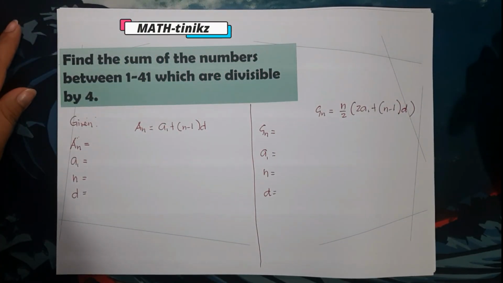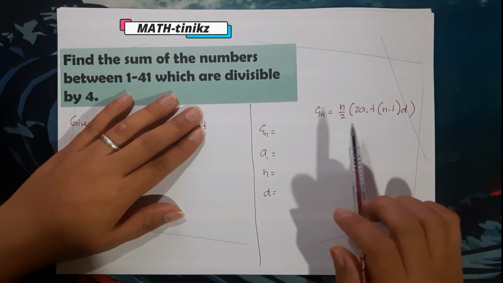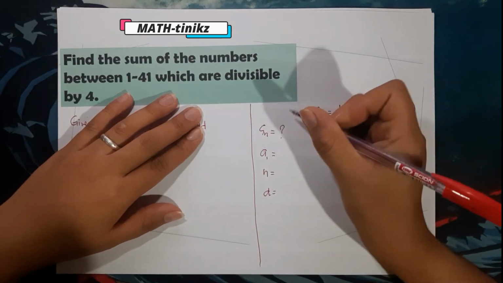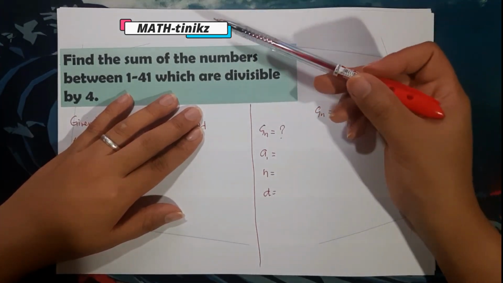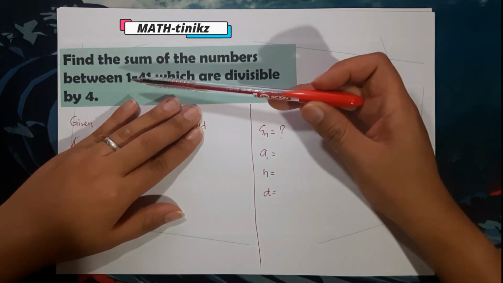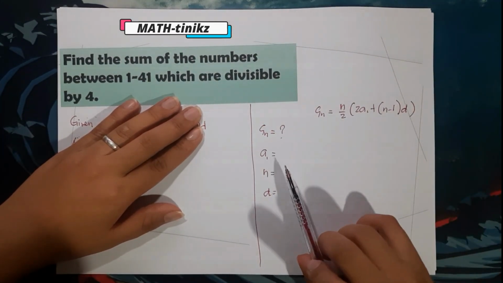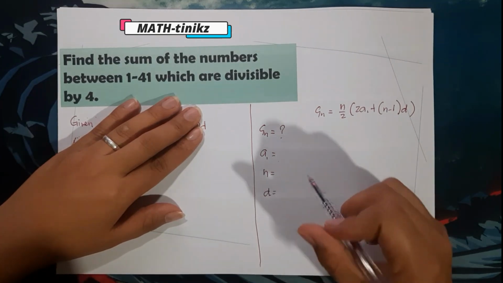Another problem. Find the sum of the numbers between 1 to 41, which are divisible by 4. Now, the sum, yung kukunin natin. Sum ng number that are divisible by 4 between 1 and 41. Now, our first term here is 4.